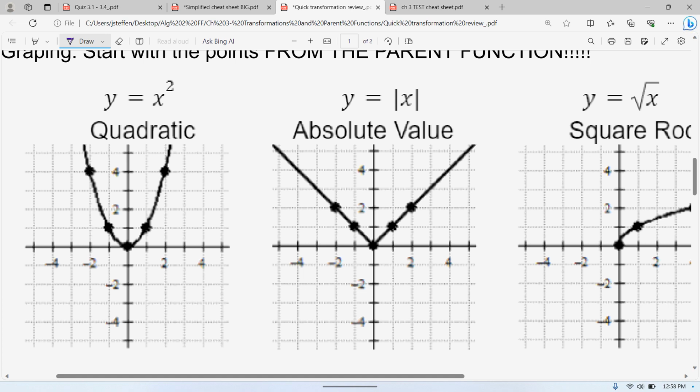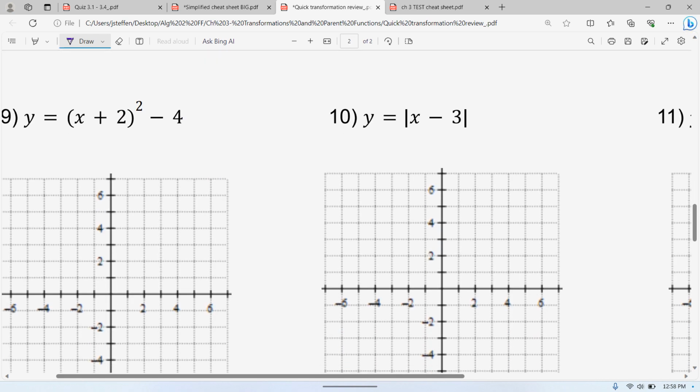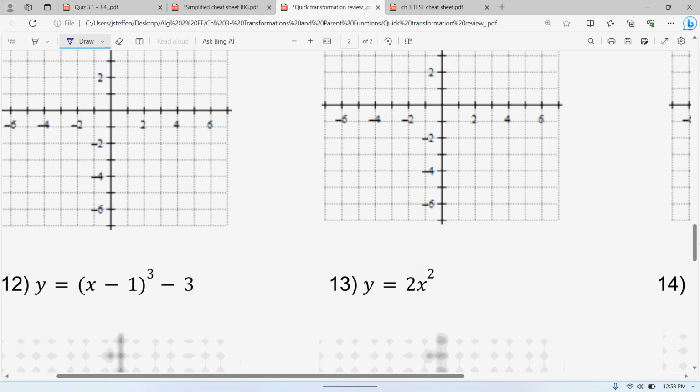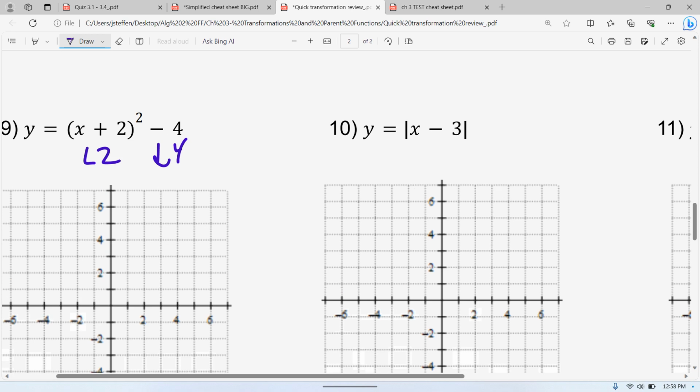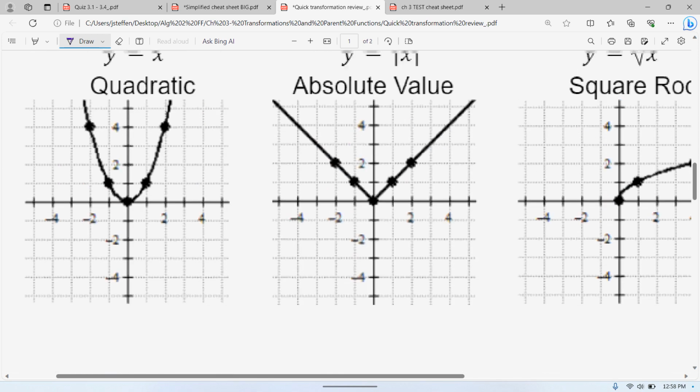I added this on here, and this will be on your chapter test cheat sheet as well. Put these dots on here, you can see what ordered pairs I want you to start with. So we're doing a quadratic. This is to the left 2 and 4. Since it is a square, since it has an exponent of 2, that is a quadratic. Hopefully that's a dead giveaway. Which means we are using the parent function from our quadratic. So again, copy those ordered pairs on your graph. That's a good way to start.